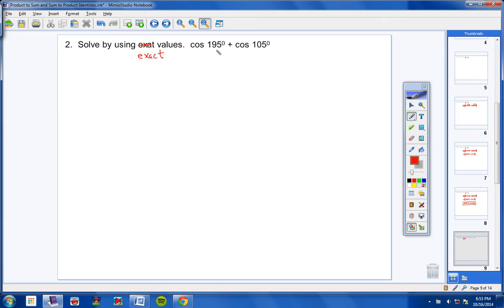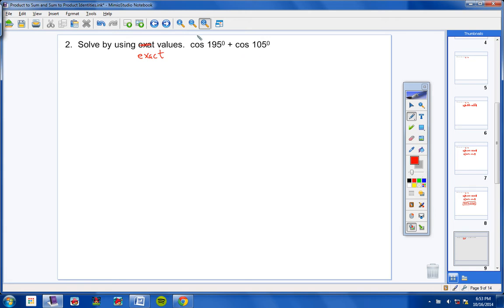The cosine of 195 is really difficult to solve by using exact numbers because we have no idea what the cosine of 195 is, and there's really no reference angle for that. I mean, the reference angle for 195 would be 15 degrees, okay? And so what we're going to do here is try to take this expression that's written as a sum, and write it as a product and see if that helps us, okay?